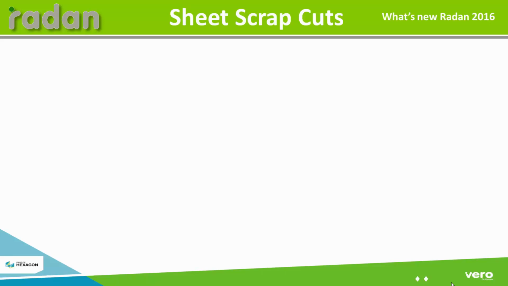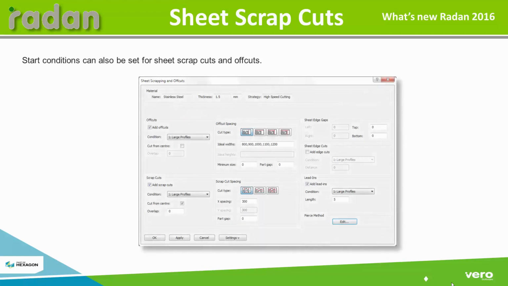Sheet scrap cuts. Start conditions can also be set for sheet scrap cuts and offcuts. Here we can see the area on the dialog that allows us to specify the lead-in parameters.